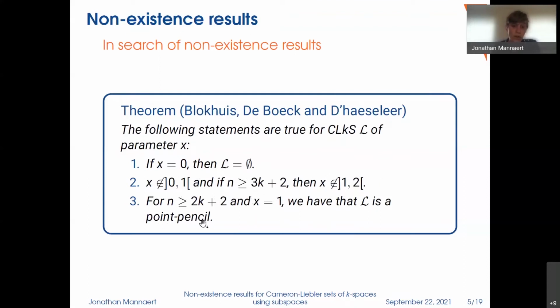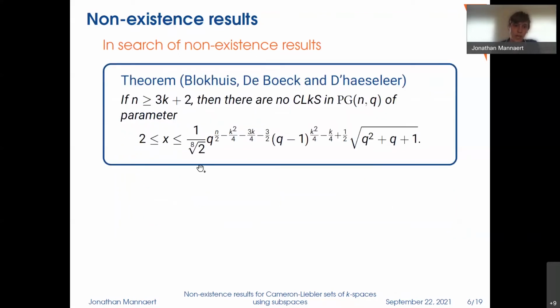Also, for x equal to 1 and n big enough, we have a classification for the parameter x equals 1, which tells us in fact that it could only be a point pencil. The more interesting results about this non-existence condition is the following from the same article.